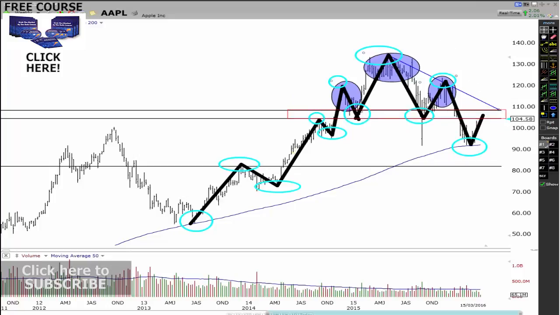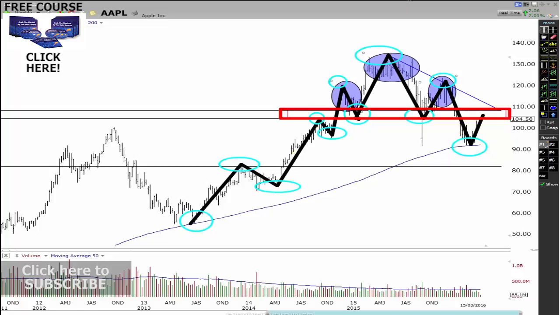Now, no one knows what's going to happen, but if we're looking at the probabilities, okay, let me make this a bit thicker. If we're looking at the probabilities, this is the resistance level now. If we're looking at the probabilities and we're seeing the market has gone from higher peaks, higher troughs to lower peaks, lower troughs, and the market's running into an area of resistance on Apple, then what is the probability of what's going to happen on this stock?